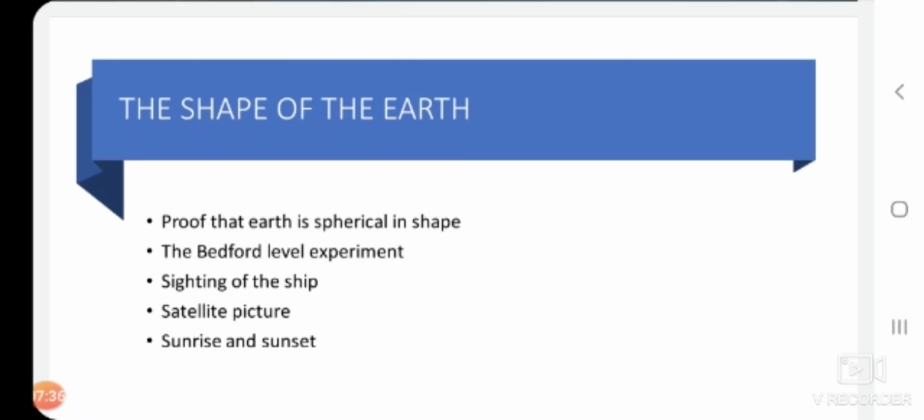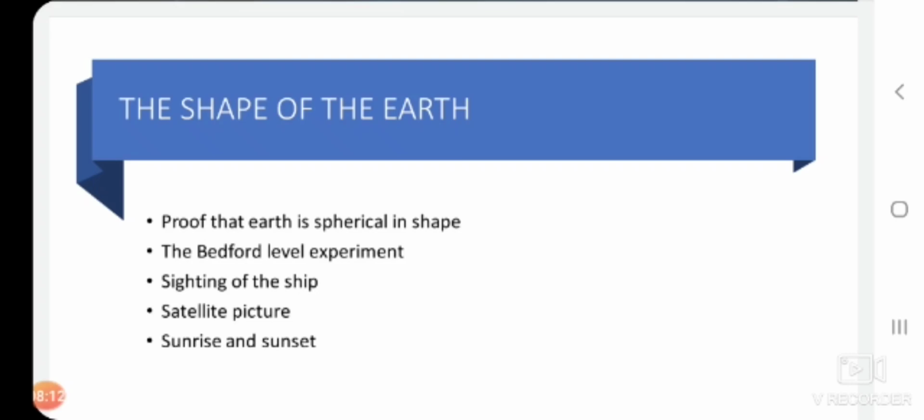Okay. One more experiment was the sighting of a ship. Children, while standing at the seashore watching an approaching ship, what do we observe? We first see only its mast. Then as it comes closer, we see the deck in the middle, and then its funnel, and finally the hull comes to full view. This can happen only when the Earth's surface is curved.